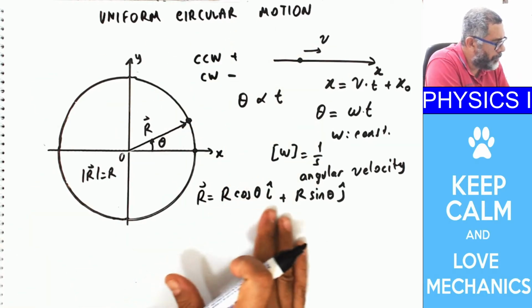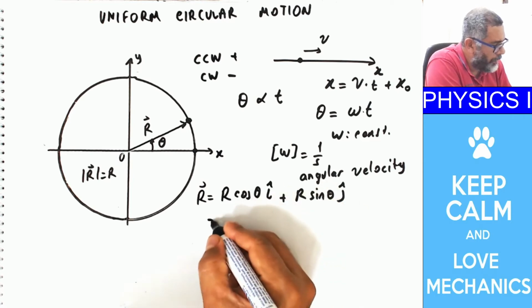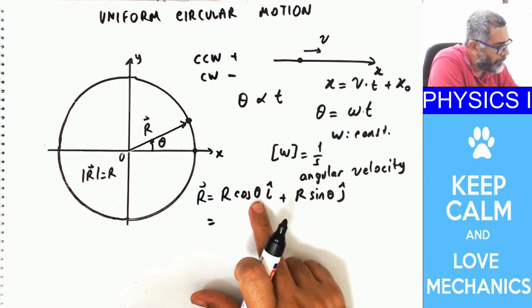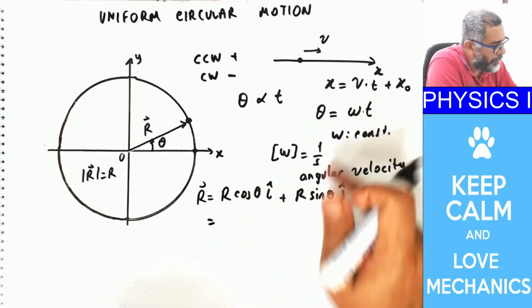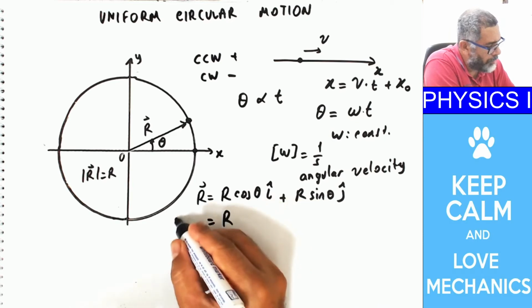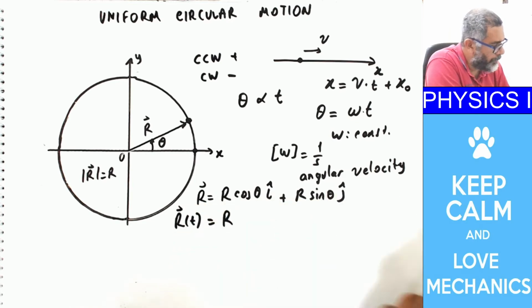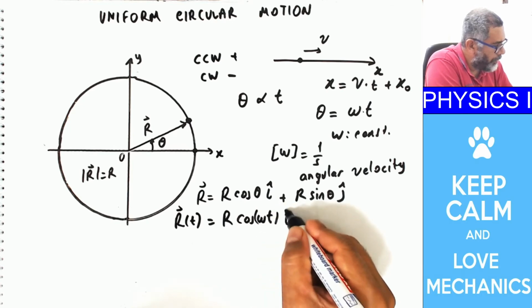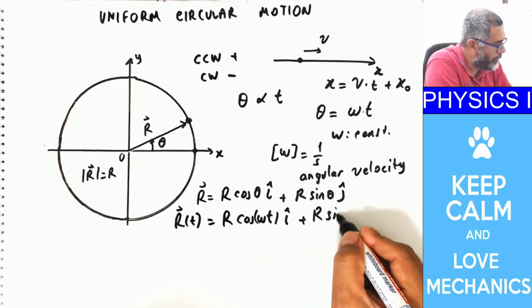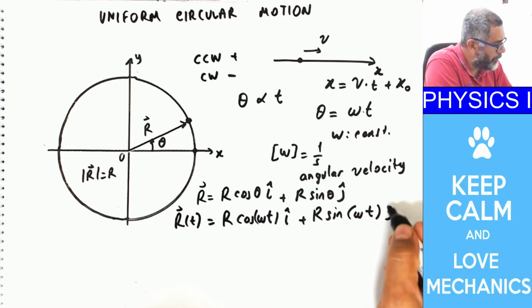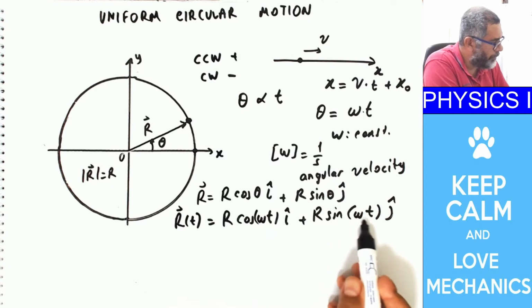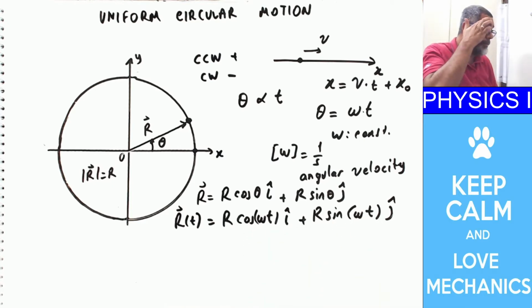The position vector can be expressed like this, and since this position changes over time, let's put theta as a function of time, so that the r vector is a function of time: r cosine omega t i plus r sine omega t j. These omega t's are just the angles for the sine and cosine. Okay, so far so good.